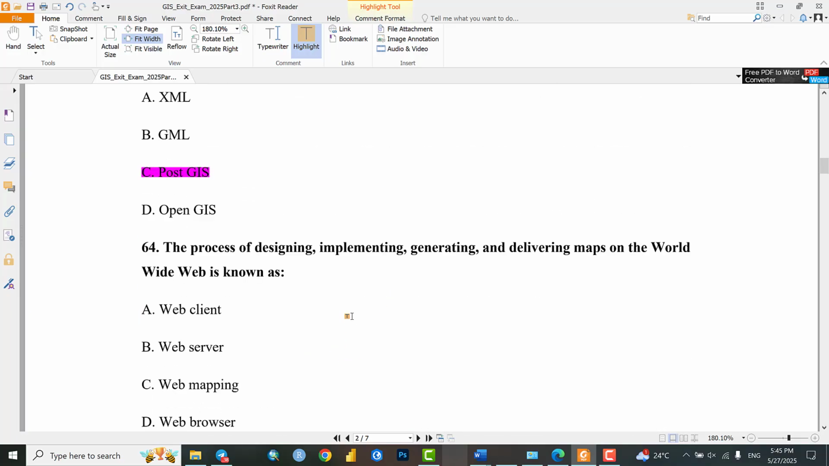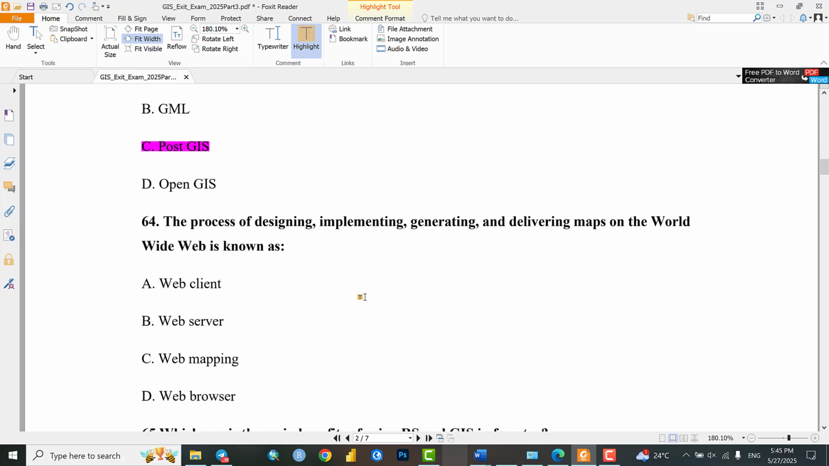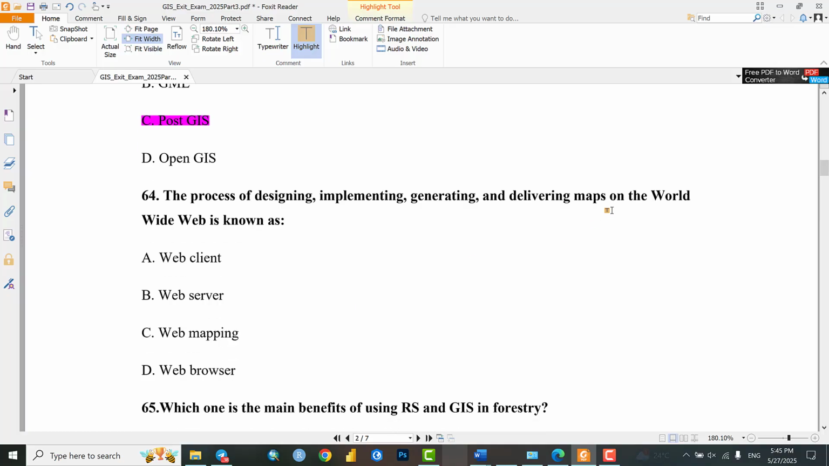64. The purpose of designing, implementing, generating, and delivering maps on the World Wide Web, or WWW, is known as web client, web server, web mapping, web browser. So we are in the world of geospatial data, in the world of GIS. So what is it called? Web mapping. It is called web mapping.